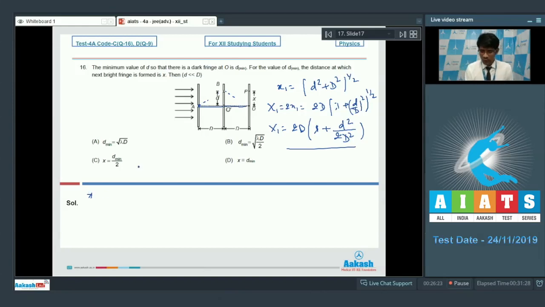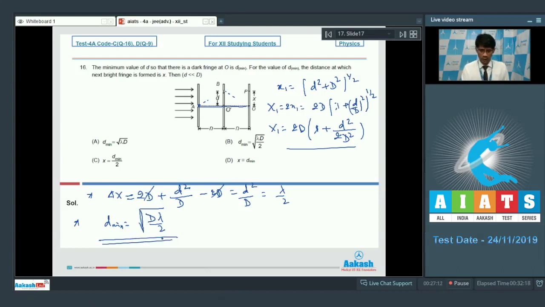So the effective path difference for the wave interfering at this point, it would be delta x. It is 2D plus d square divided by small d minus 2D. So it is coming out to be d square by capital D. This is the path difference. And if it happens to be how much? Lambda by 2. Then we shall be getting the minimum value of this d, so that we shall have the minima at this point. So clearly I am saying here that d minimum would be the square root of capital D lambda divided by 2. So this is the answer here. So for question number 16, option B is the correct answer.